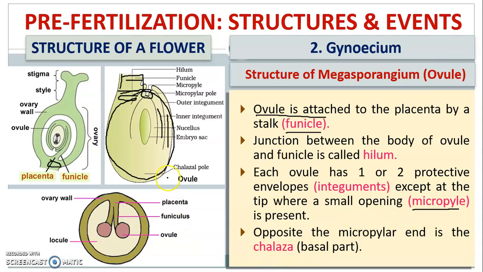So the ovule has two ends. One is the chalazal end, the base, and another is the micropylar end. So it has the micropylar end and the chalazal end.